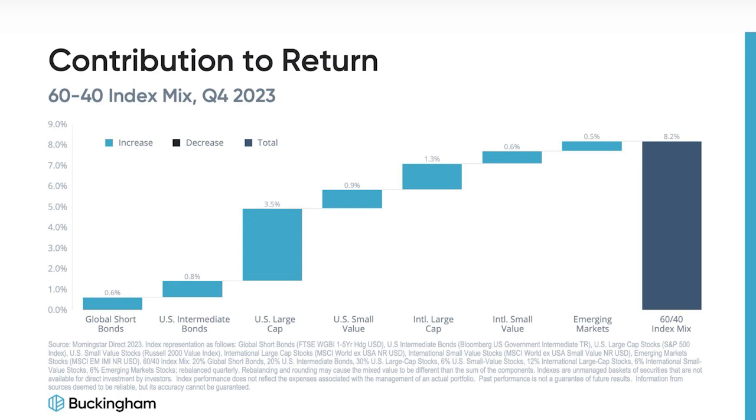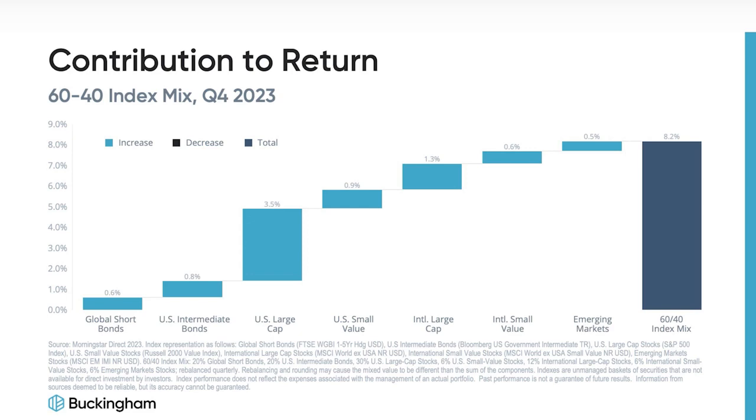U.S. large cap stocks were the largest contributor for the quarter, while emerging market stocks had the smallest contribution to overall return. Diversifying stocks across geographies and investment styles, as well as allocating to bonds, helps to avoid undue portfolio concentration risk, while also allowing for ample growth this quarter.